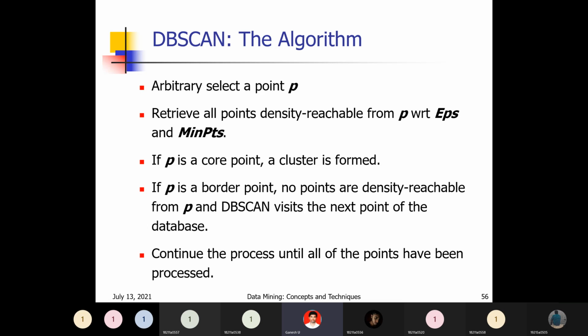Retrieve all points density reachable from P. See here, for each and every point you just have to draw a circle and check whether 3 points are coming or not. In that way you check for each and every point whether it is density reachable or not. Retrieve all points density reachable from P with respect to epsilon radius and the minimum points. If P is a core point, a cluster is formed. If P is a core point, here we see the blue color square.